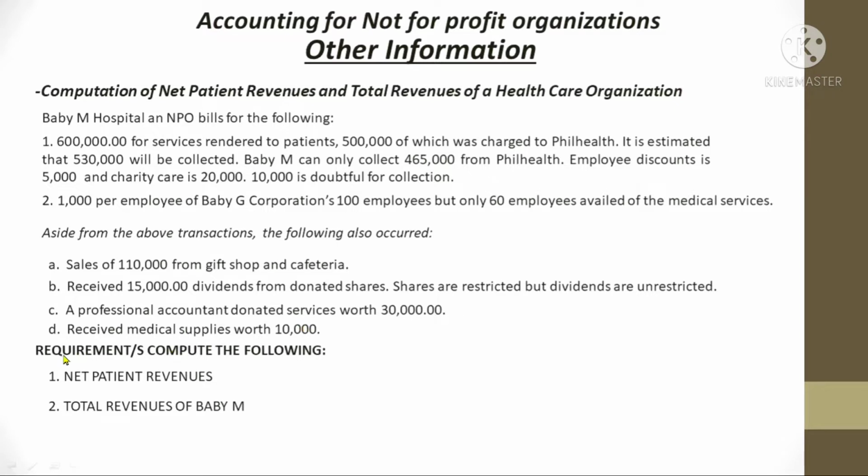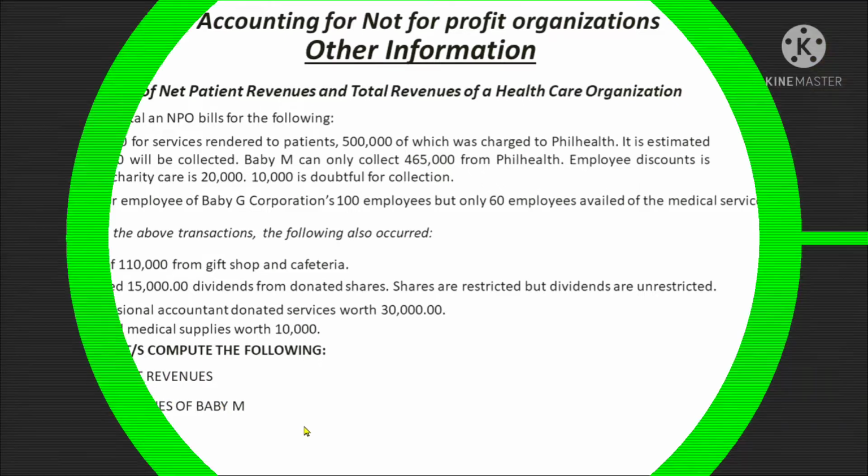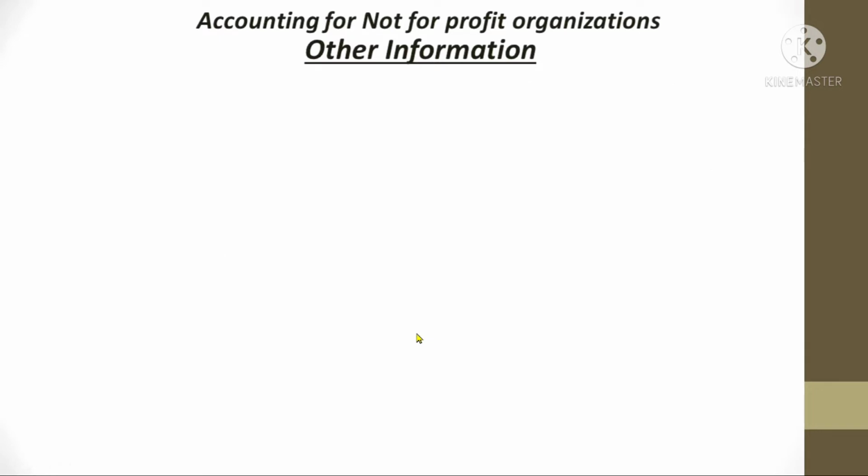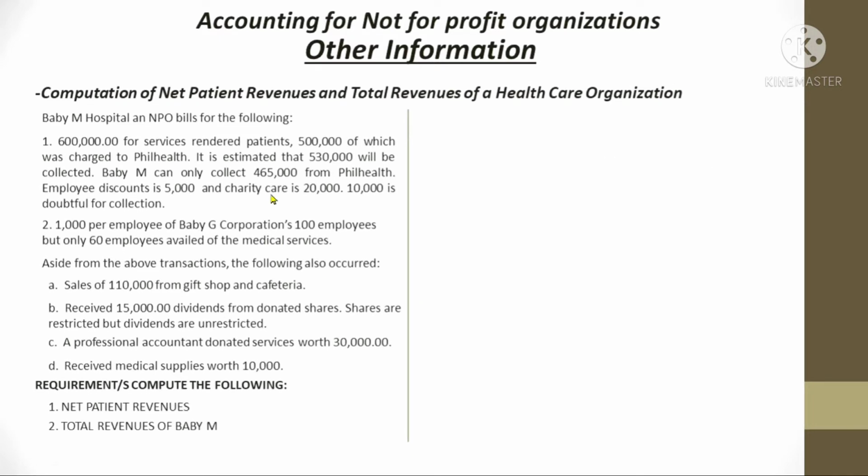So the requirements are to compute for the following: the net patient revenues and the total revenues of BBM. So answer that. So let's rearrange the problem first to provide space for the solution. So here we go. Let's answer this.